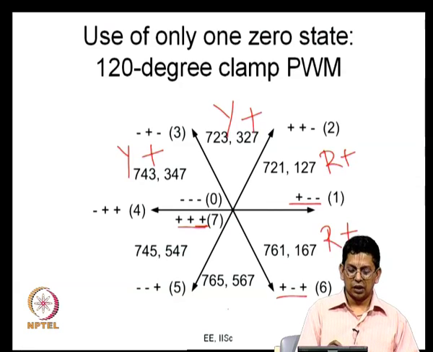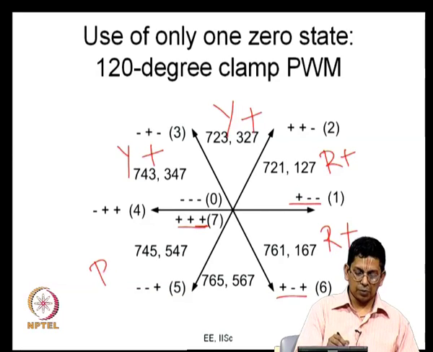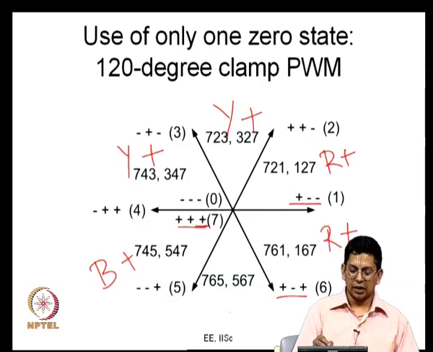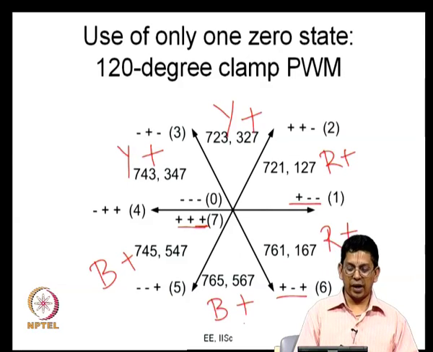Let us just check that: 7 4 5, 7, all of them are positive. Between 4 and 5, plus is positive in both cases, B is positive, and plus plus plus also B is positive. So, B is clamped to the positive bus in this entire sector. Here again B is clamped to the positive bus in the whole sector. So, this is what you get.